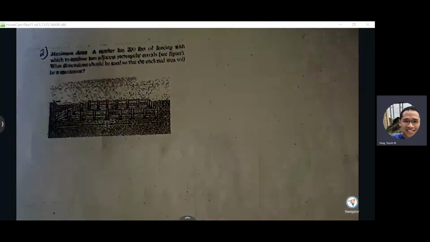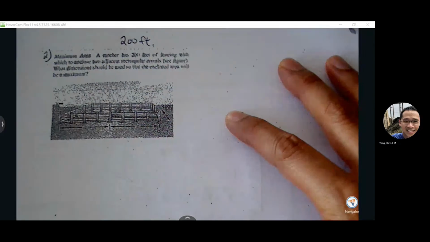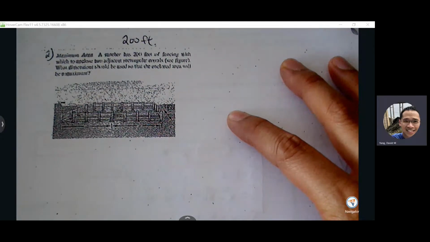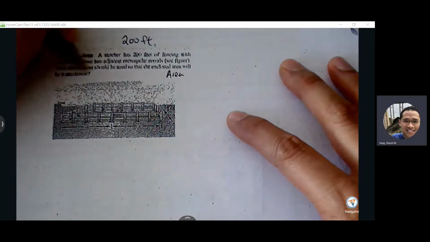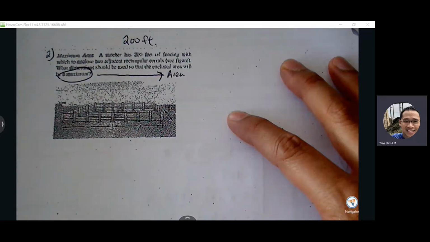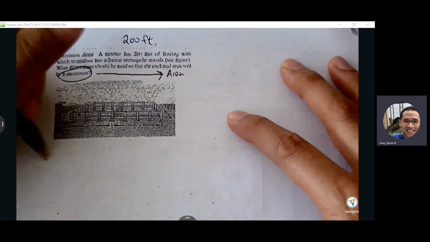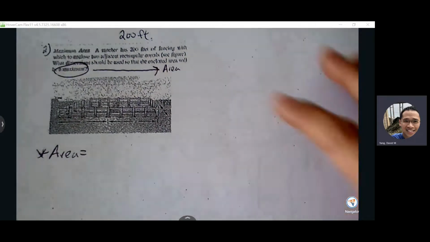It says a rancher has 200 feet of fencing with which to enclose 2 adjacent rectangular regions. What dimensions should be used so that the enclosed area will be at a maximum? So we see that the word maximum is describing area. So we know ultimately area is going to be the equation that we're going to find the derivative for.